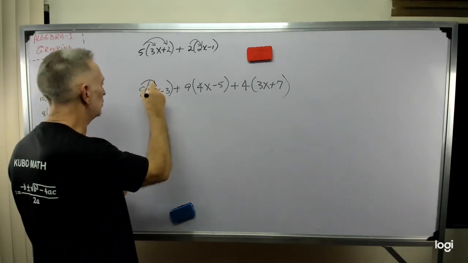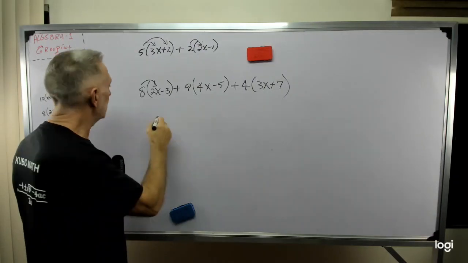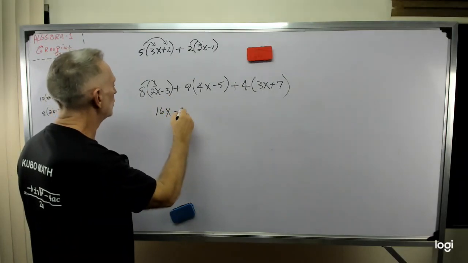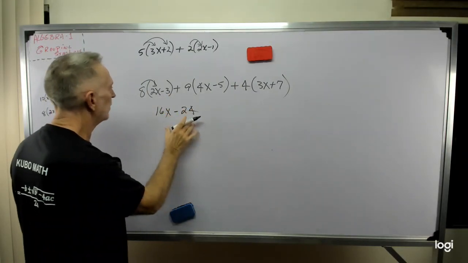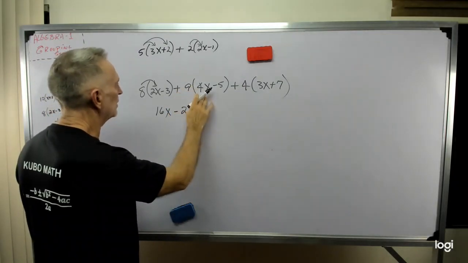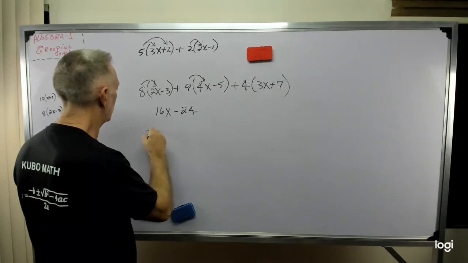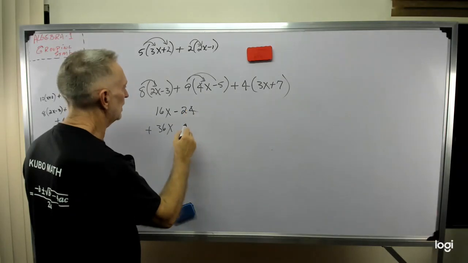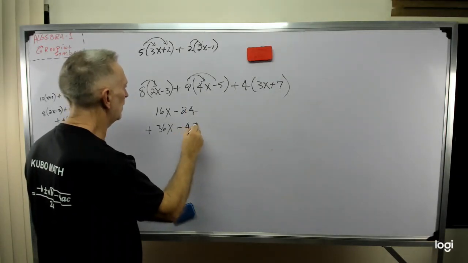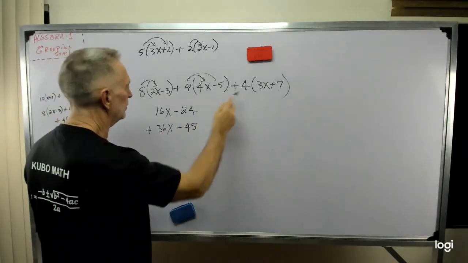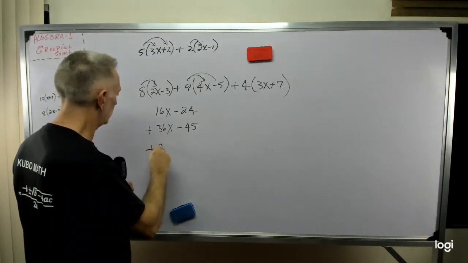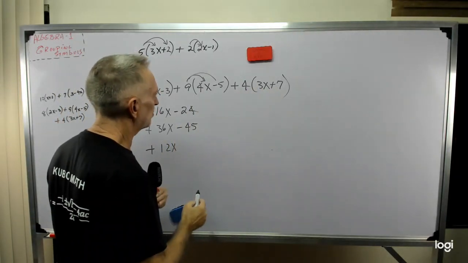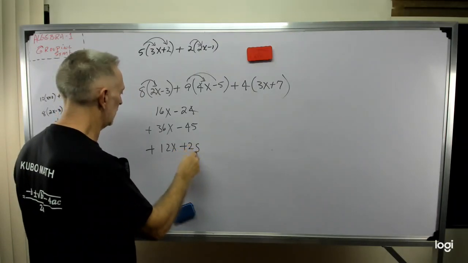All right, let's distribute to the inside. 8 times 2x is 16x. 8 times a negative 3 is minus 24. All right. Now then, we've got a positive 9 times 4x gives me a plus 36x. And then 9 times a negative 5 gives me minus 45, plus 4 times 3x, which is a positive 12x. And then 4 times a positive 7 gives me a plus 28.